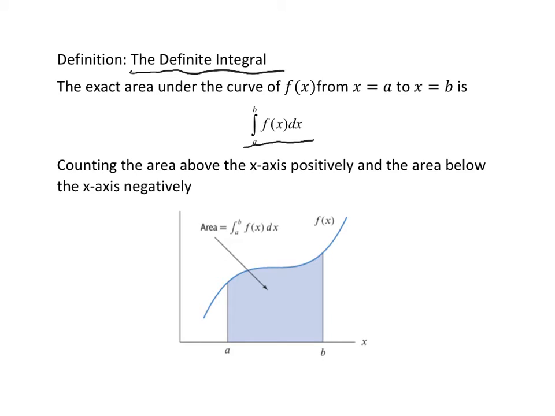So we count the area above the x-axis positively, and the area below the x-axis negatively. So what we're saying is the exact area underneath a curve is the same thing as this notation. That notation is saying the area underneath f of x from a to b. So this is really just a notation thing. So let's look at applying that notation.